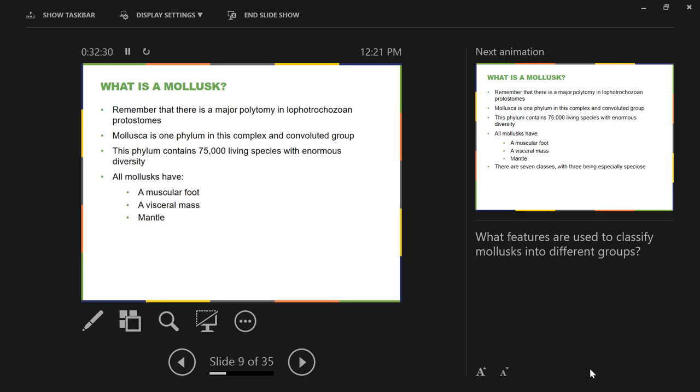And then the last one is the mantle. And this is what makes snails taste a little like squid. They've got this outer layer called the mantle that is built very similar, whether you're talking about a snail or a squid or a clam or a mussel.